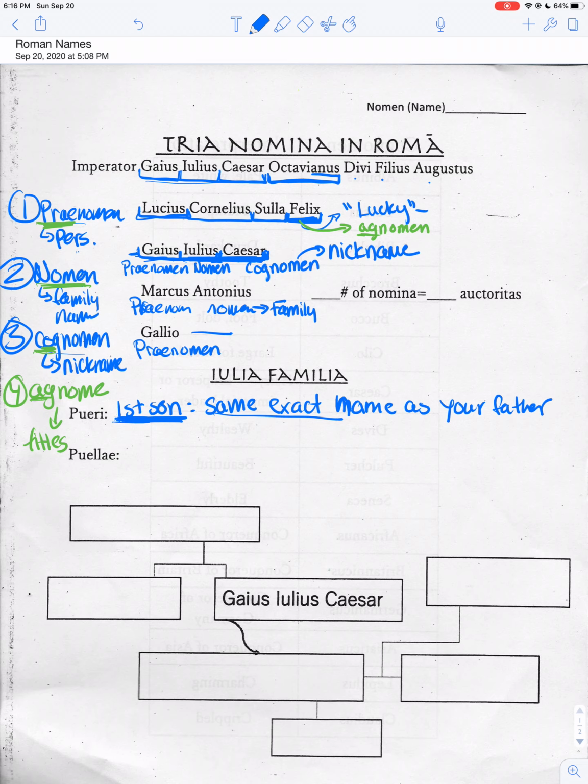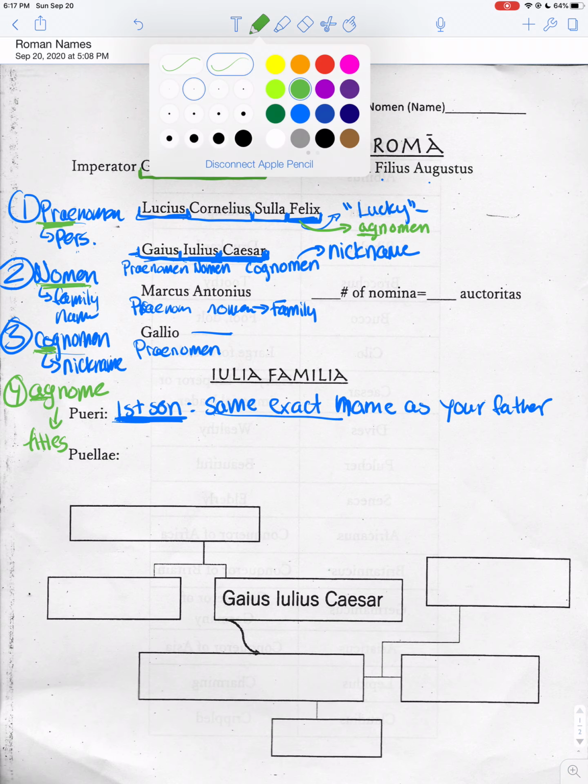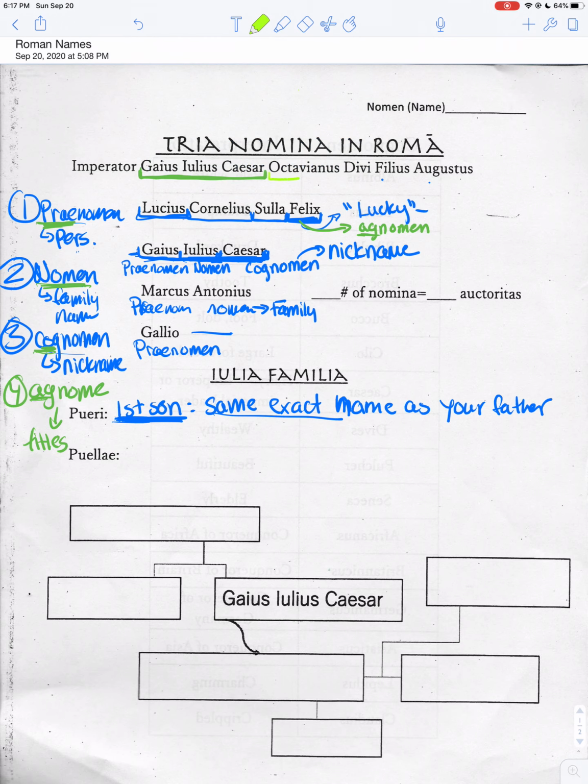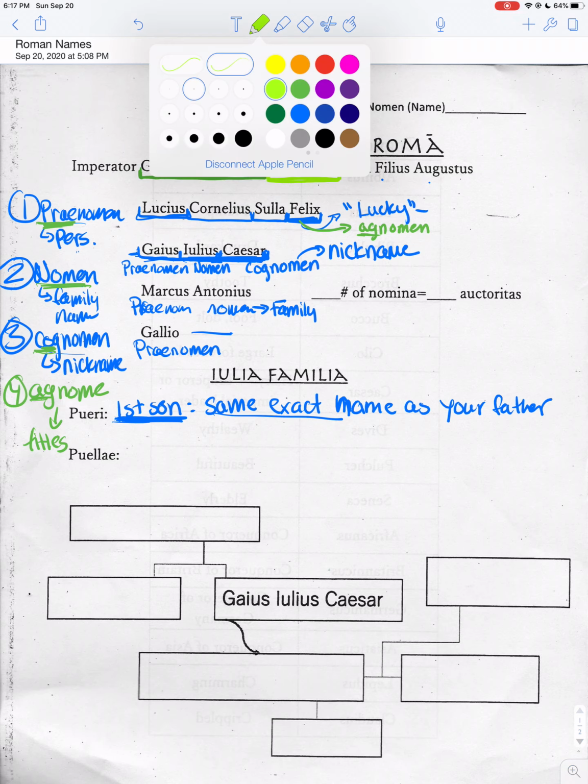Let me tell you how he got some of these names. So, let's see. This is what he got from Caesar when Caesar died. He inherited that as a first son. He then added Octavianus as an adjective, like I said, because he wanted to remember his roots after he was adopted. And so he's adding that to his name.